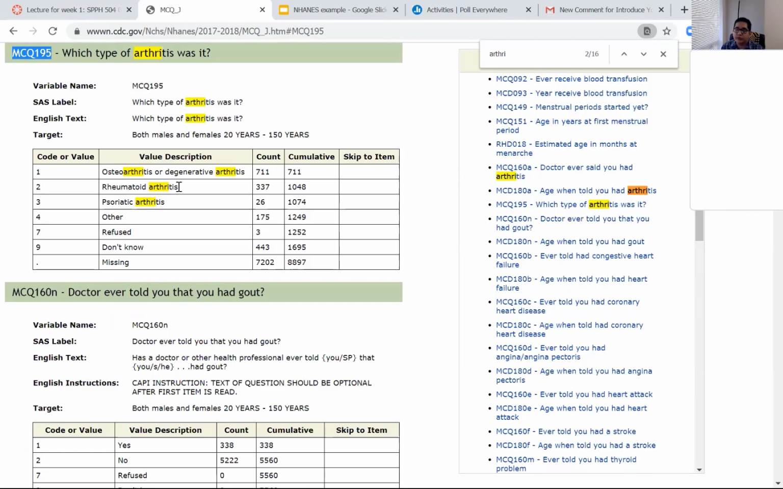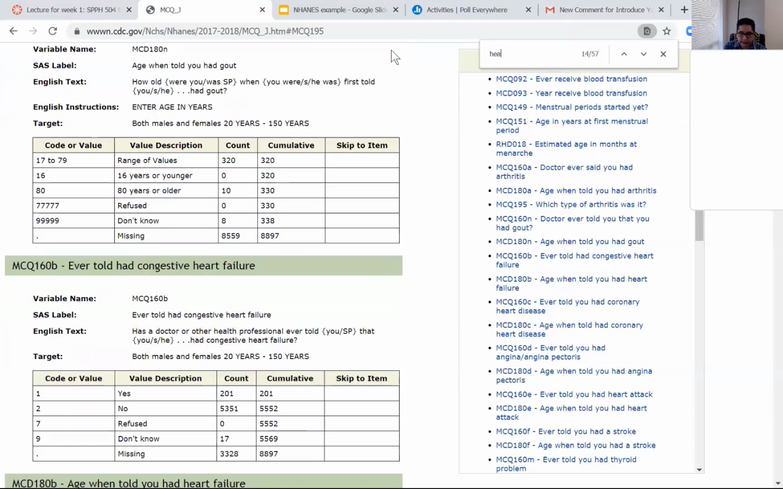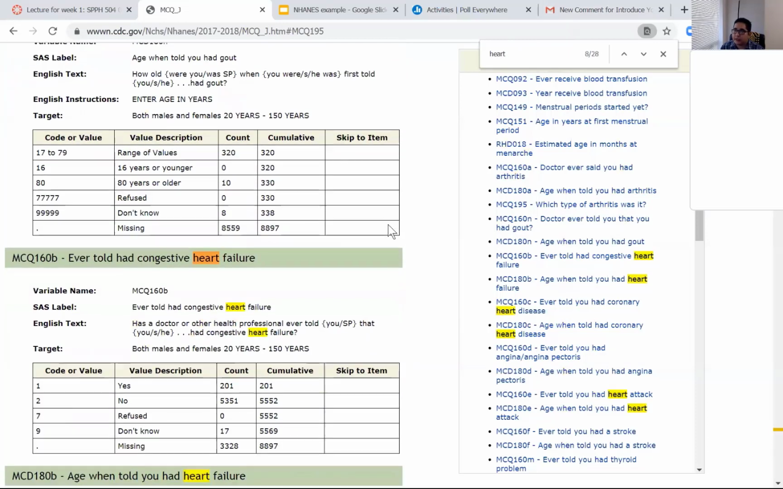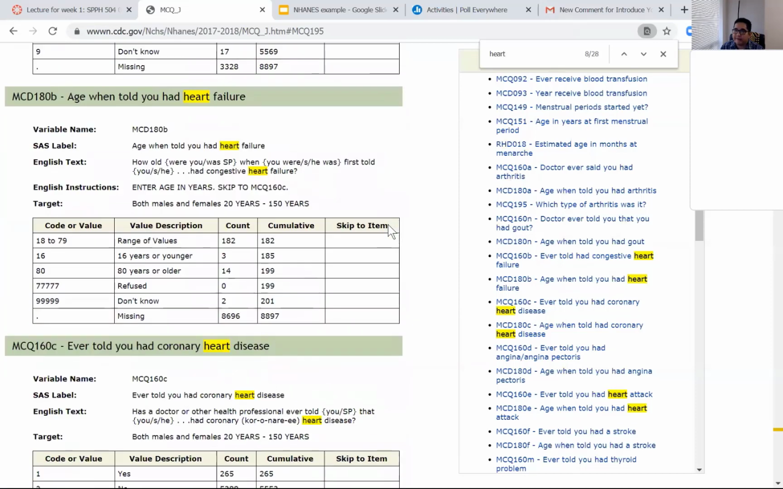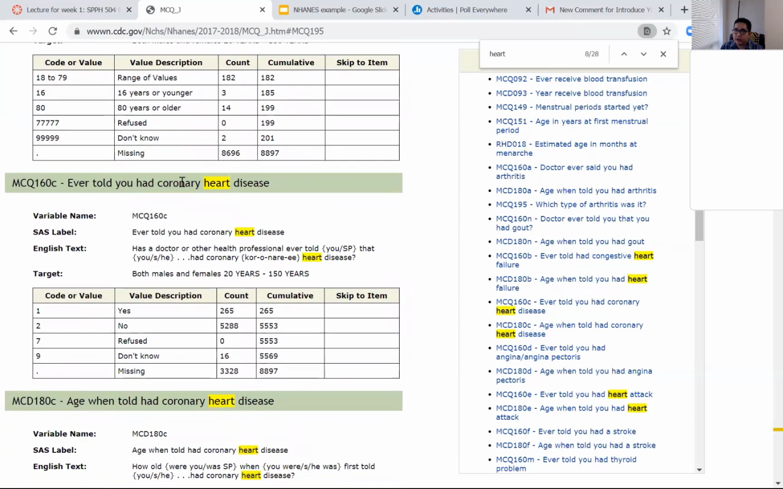And say, for example, you want to figure out how many of these arthritis patients have cardiovascular events. Say, for example, if there is any heart attack event. So, ever told you had coronary heart disease. There is another variable that contains that information. And if you download two of these covariates or variables, then you can make a cross tabulation to figure out how many of the people who have rheumatoid arthritis have this coronary heart disease.